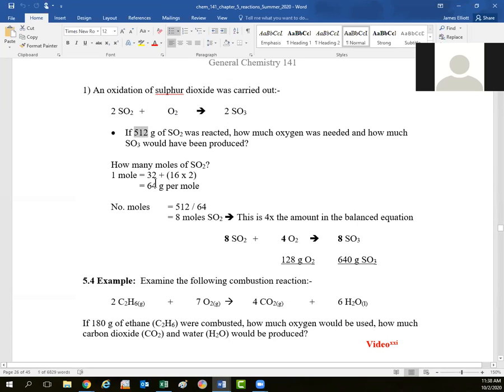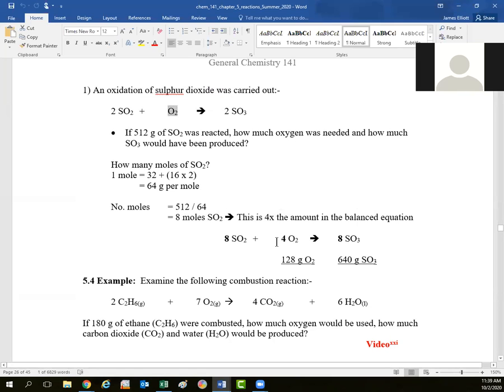512 grams, 1 mole would be 32 grams for sulfur, with the 16 grams for oxygen times 2, giving us another 32. So 64 grams per mole. So that mass divided by the mass of 1 mole comes to 8 moles. Normally we're using just 2, so the 8 would, again, be an example of 4 times more. So we need 4 times more of everything else.